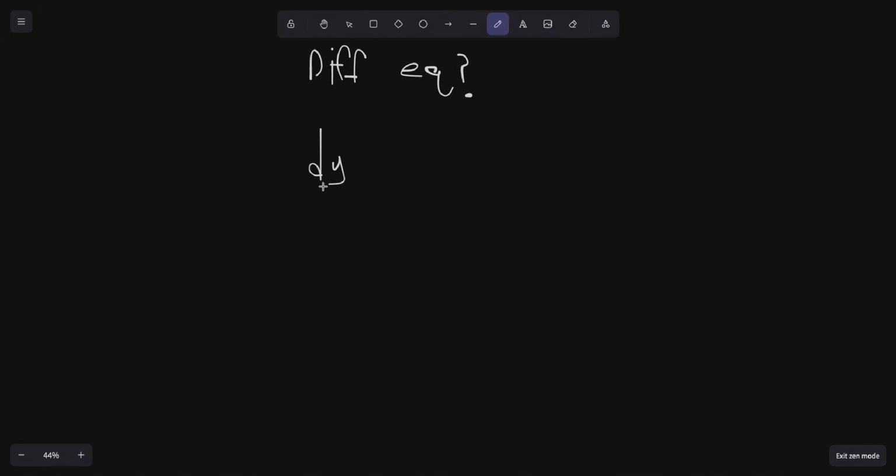So let's say I have something like dy over dx, and let's say that's equal to 2. This is just saying that whatever function we have, f of x, the rate of change of that function is going to be equal to 2. In this case, it's independent of the x and y values. So for any x, y value inside our function, the slope of our function is always going to be 2.